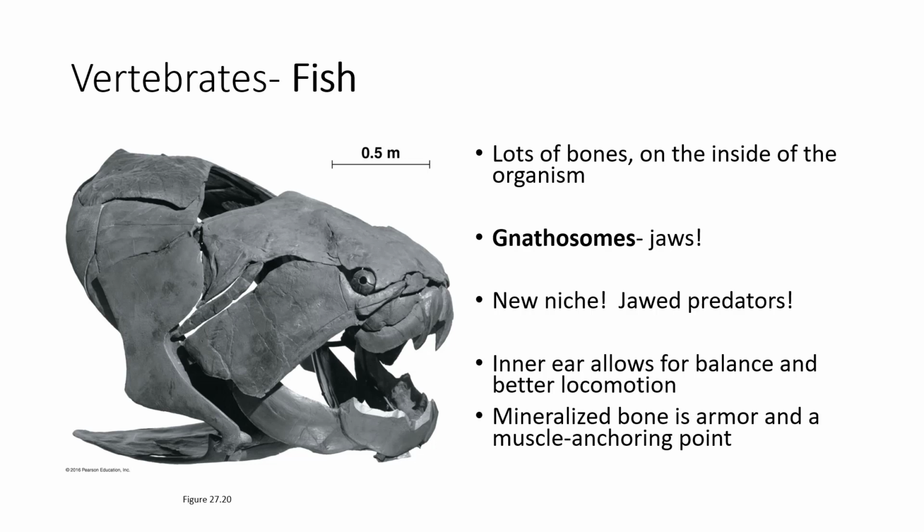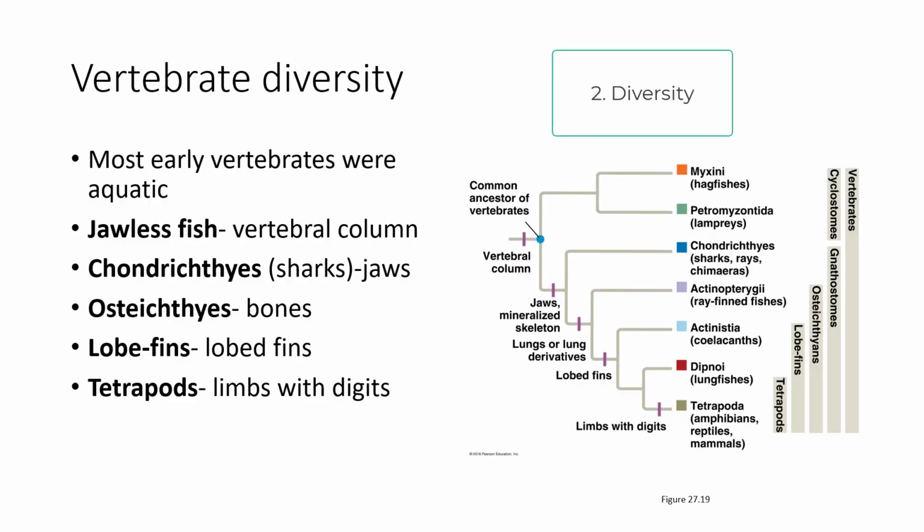Not only that, but the inner ear of these organisms allows for better balance and better locomotion, allowing them to swim through this 3-dimensional environment very efficiently. That mineralized bone is not only armor, but became a muscle anchoring point. And we actually see for a while these bones become very prevalent, and the armored fish are leaving fossils everywhere. There is an extinction of armored fish later on, but we're not really going to cover that extinction in this class. Feel free to research it. It's kind of interesting. Vertebrates diversified greatly.